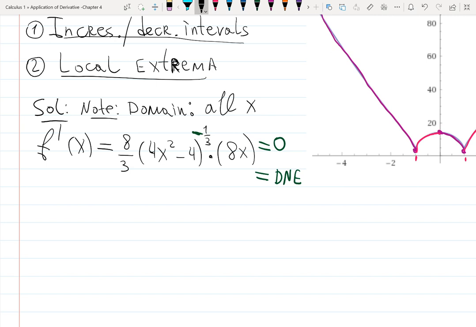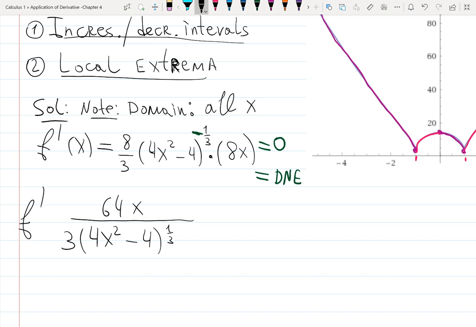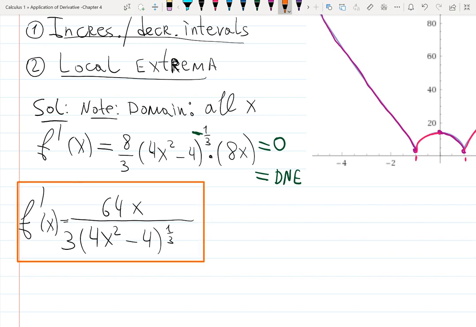Let's rewrite it to see the situation. Since I have a negative exponent, 4x squared minus 4 will go to the denominator with the exponent 1/3 instead of negative 1/3. The top part will be 8 times 8, which is 64x, and the bottom has 3. This is my f prime of x. Now, very handy suggestion: put it in a box. We will need it later, and soon we're going to be working with the second derivative. So it's nice to have good notation at the beginning so that you can easily find everything.